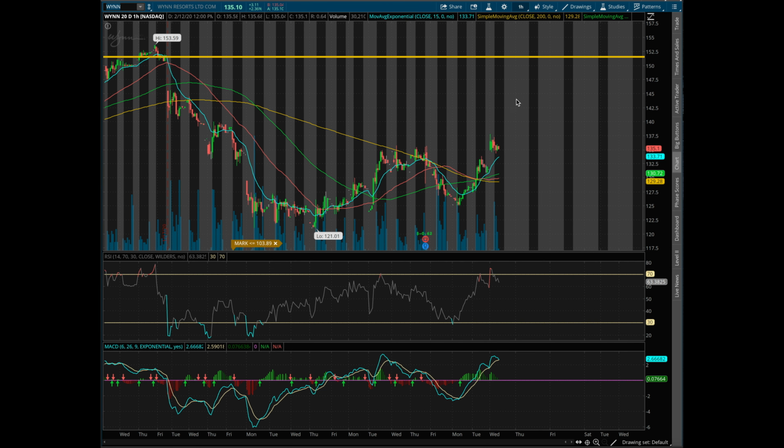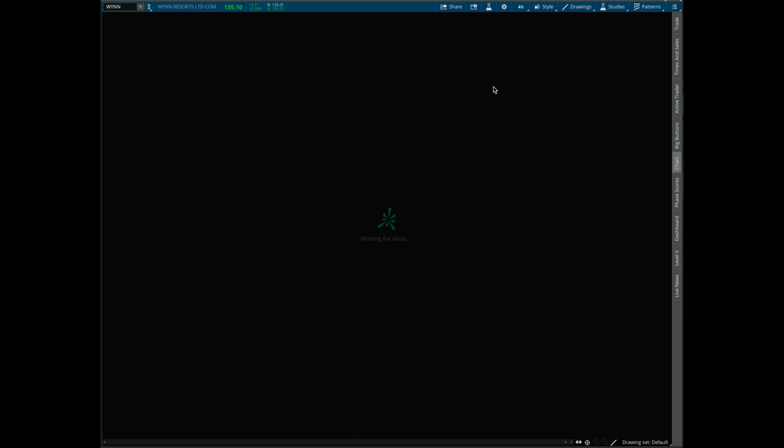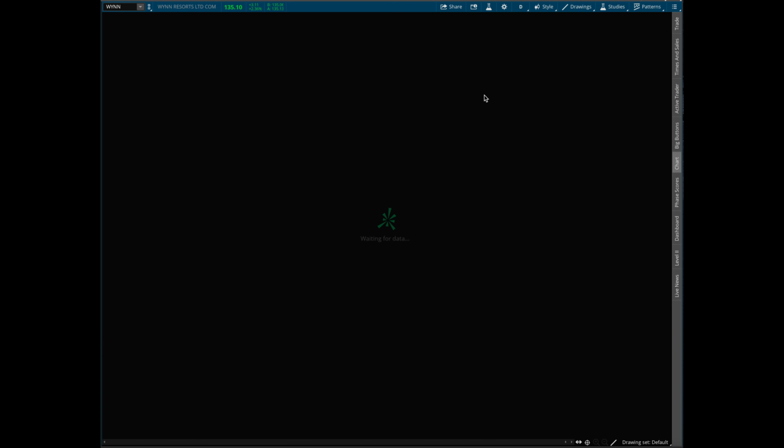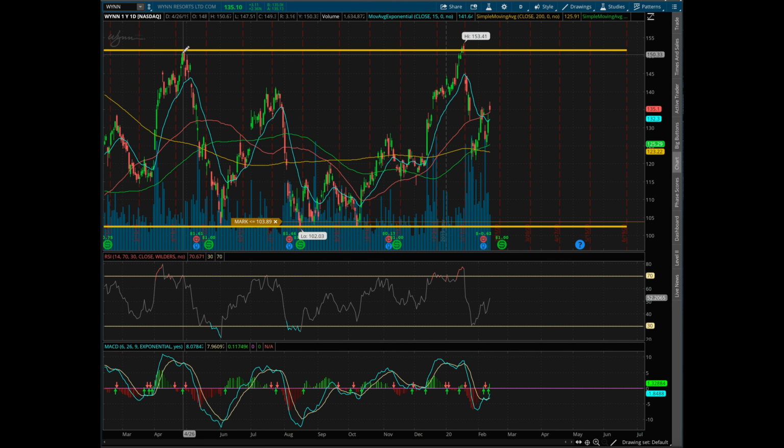If we go out and say we wanted to swing trade this for a couple days or maybe a couple weeks, we can see here, even moving all the way out to this daily chart, that here 2 times it has hit the $150 area and has been rejected. And we can see that 1, 2, 3, 4 times it has hit this $102 price range.